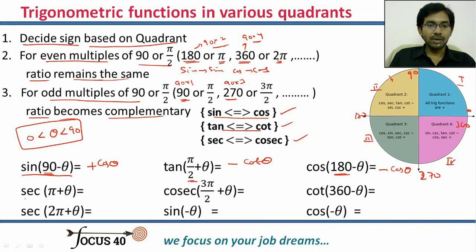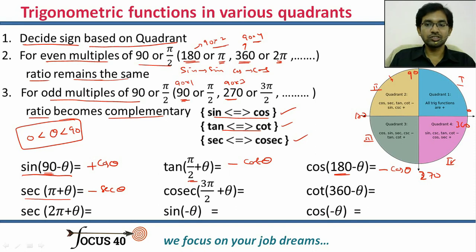Next, the fourth one, secant of pi plus theta. Pi is 180, so 180 plus theta falls in the third quadrant. Here only tan and cot are positive, so secant is negative, minus. And in secant of pi, pi is 180, which is an even multiple of 90, so secant remains secant only. So minus secant theta.